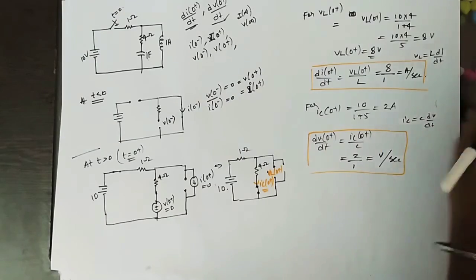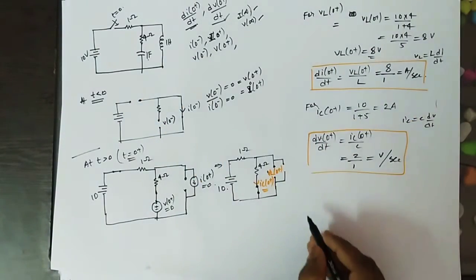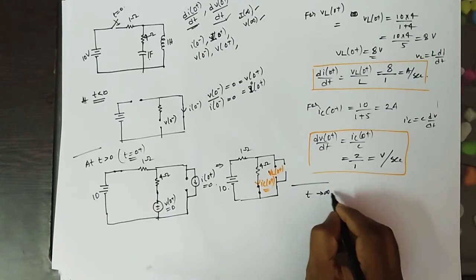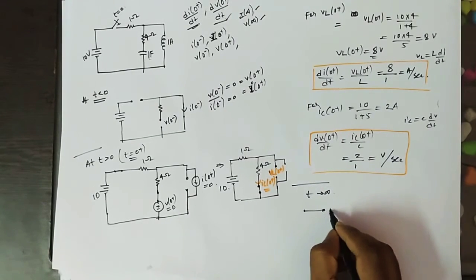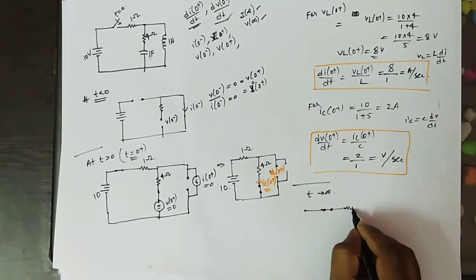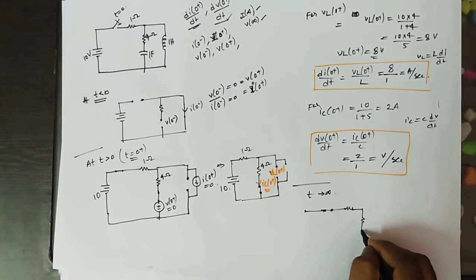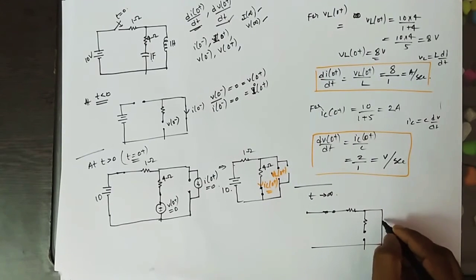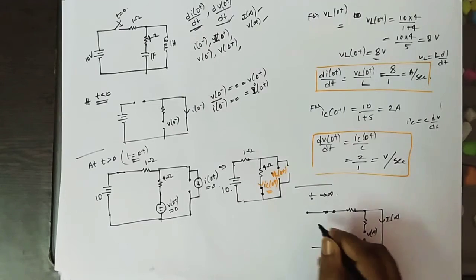Now for I of infinity and V of infinity means that circuit is in steady state. The switch is operated at t tends to infinity. The circuit becomes what? At steady state, the inductor is shorted and the capacitor is opened. This becomes I of infinity. This becomes V of infinity.